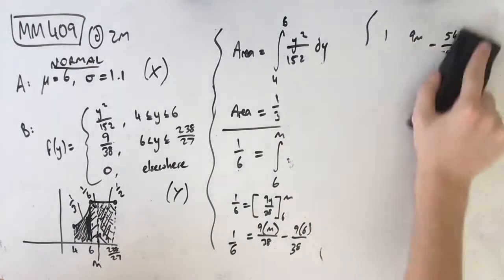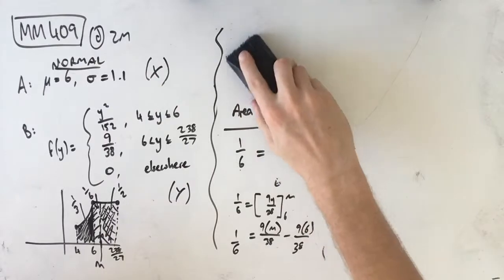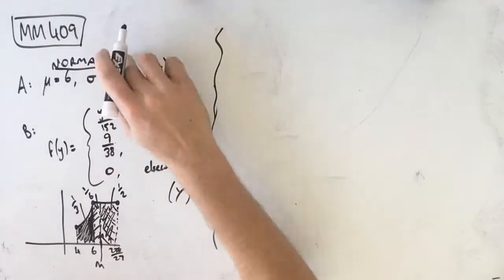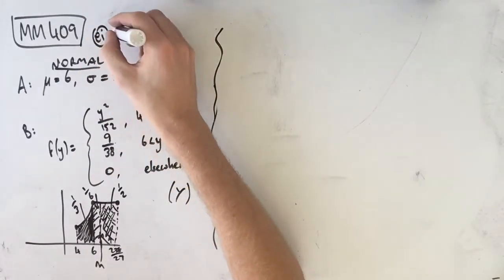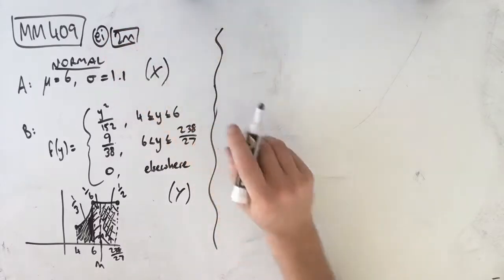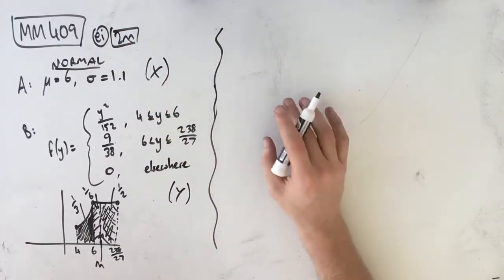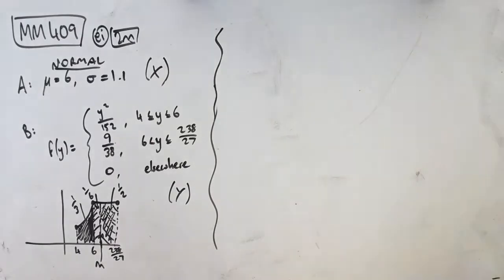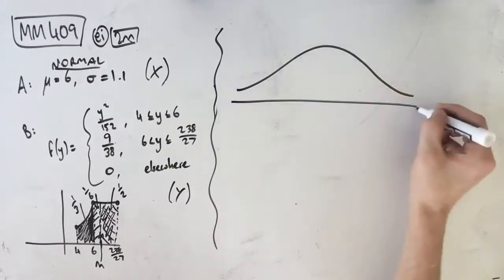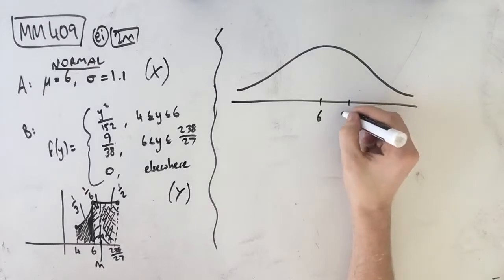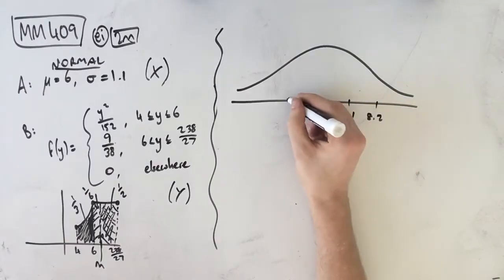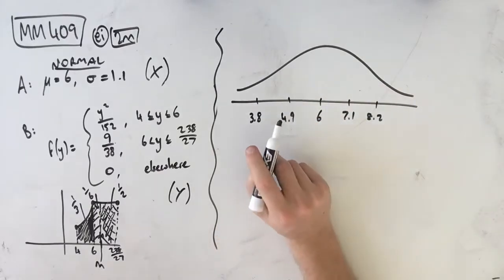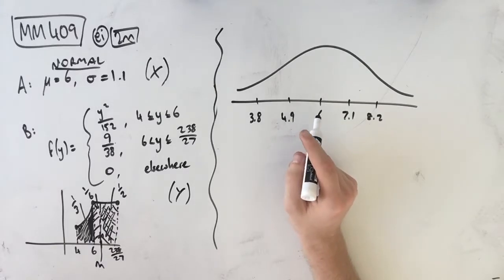Part E I is again a 2-mark question, and we're going back to our normal distribution of factory A. It says 70% of the pieces of furniture produced in factory A take longer than t hours. Find the value of t correct to the nearest minute. So we've got this normal distribution of how long it takes, with 6 hours in the middle and a standard deviation of 1.1. We're saying that 70% of the pieces of furniture take longer than t hours.